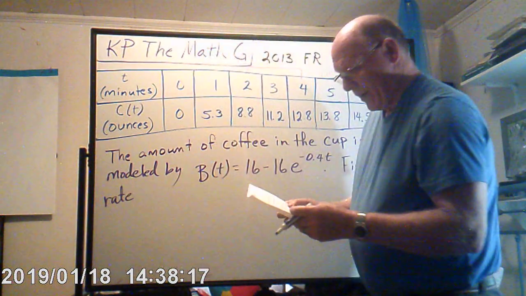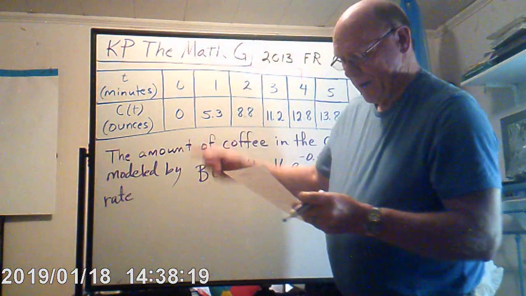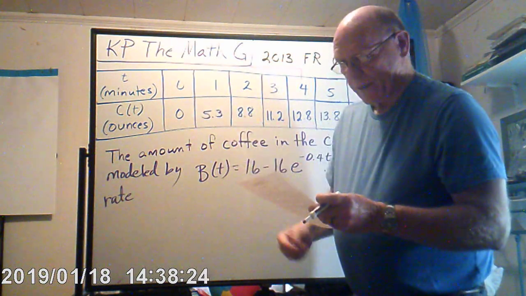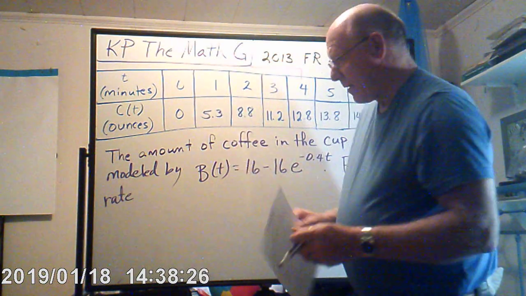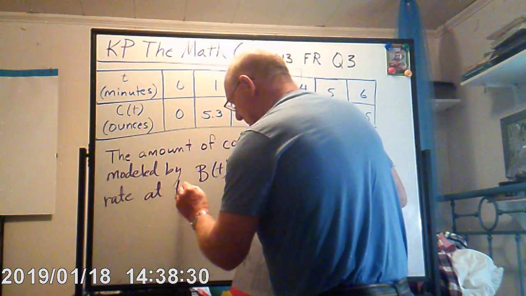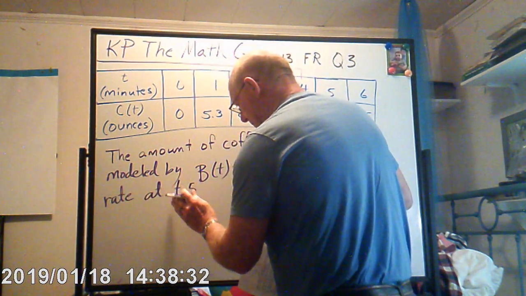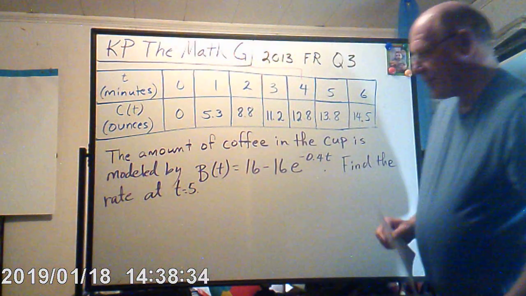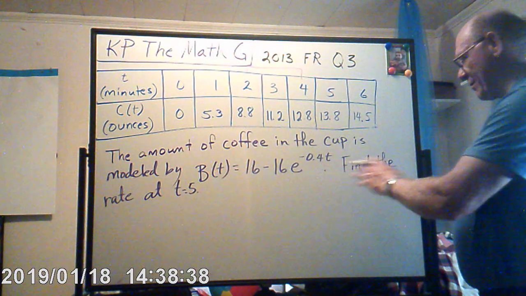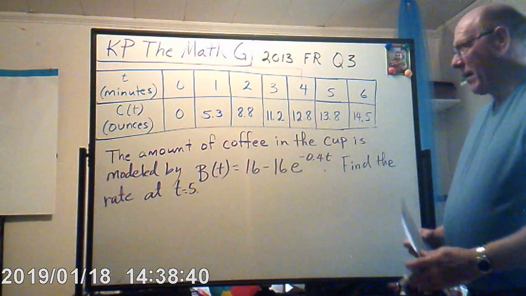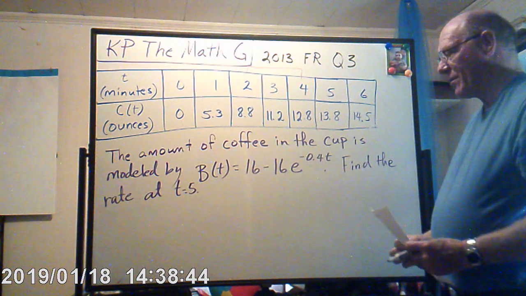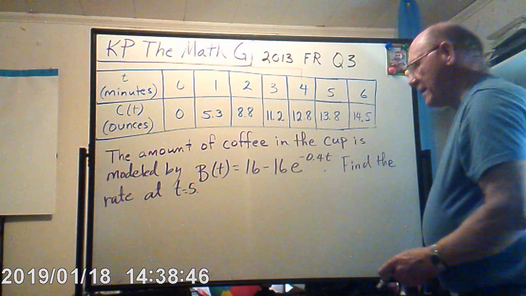Now what we're finding is the rate at which the amount of coffee in the cup is changing. We're just going to say at t equals 5. Okay. Now I know I abbreviated in between that, but if you look at this 2013 free response question 3, you'll see it more in detail than mine.